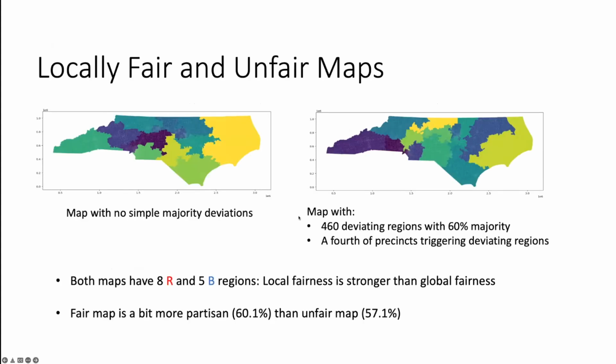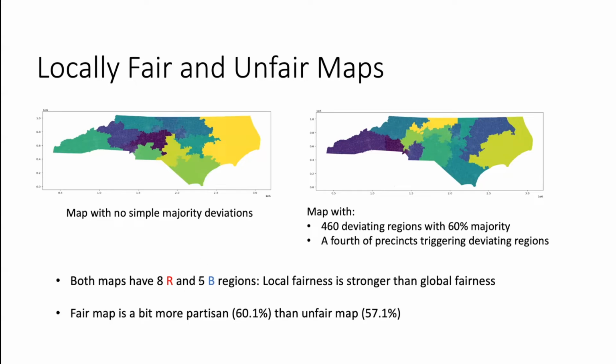So here is an example of a locally fair map. On the left is a locally fair map with no deviating regions, and on the right is a map which has many deviating regions. There are 460 deviating regions with 60% majority out of the 13,000 regions we tested it against. And in fact, 1/4 of the precincts are unhappy and they trigger deviating regions. That's quite a bit.